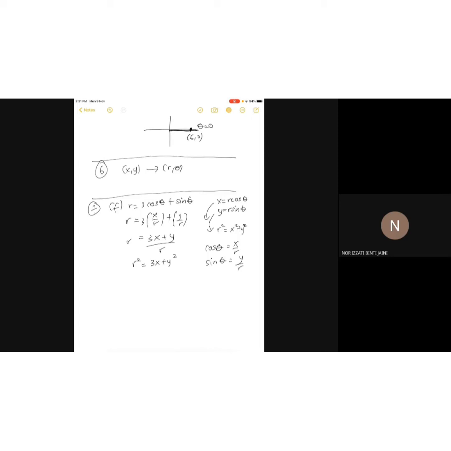So apa dia r kuasa 2 tadi? It is x squared plus y squared equals to, sorry, ni tak ada x squared, 3x plus y. So ada tak lagi r dan theta kat sini? Dah tak ada kan? So this is your final answer. Okay. Tak fikirlah macam mana, yang penting you use this formula. These three formulas.